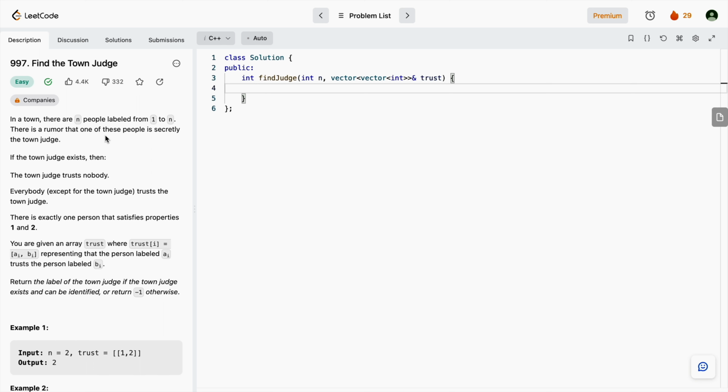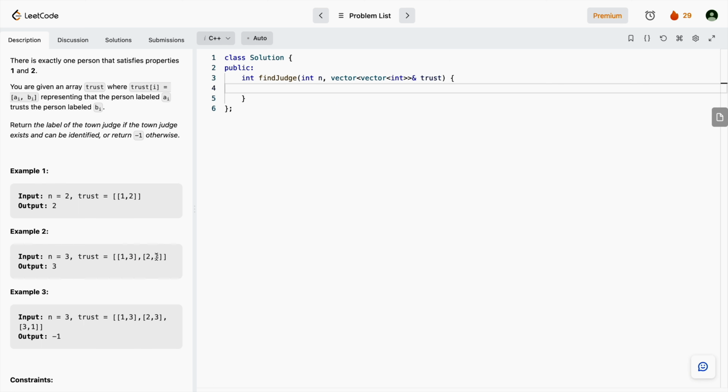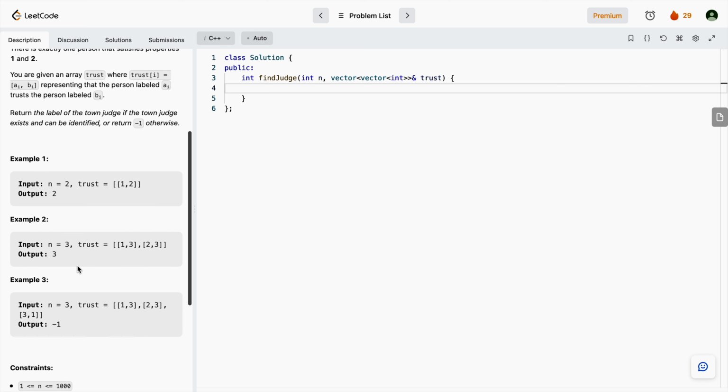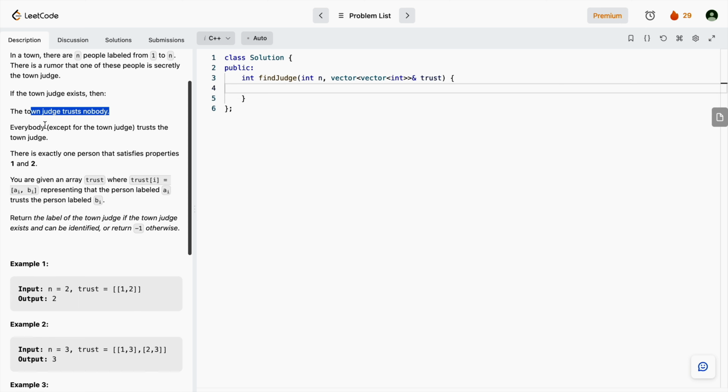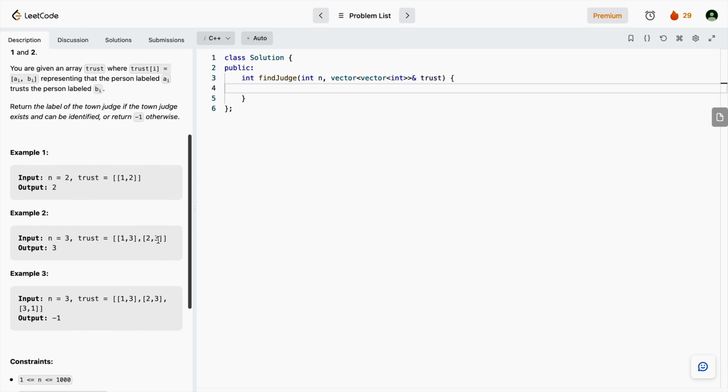We are given a 2D vector in which the first person trusts the second person, like one trusts two, and two trusts three. You can clearly see both of these people trust the same person, so the output would be 3 here. The town judge trusts nobody, so that person will never come on the left side. Every person will be trusting the right-side person, but that person will never come on the left side.